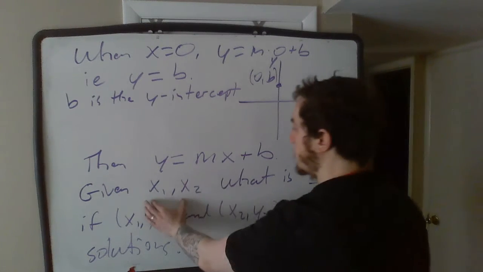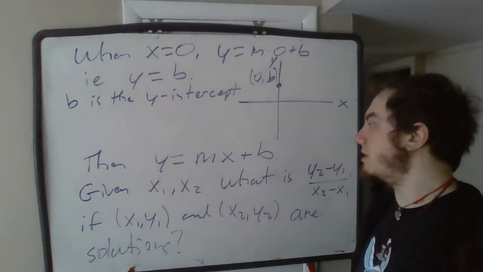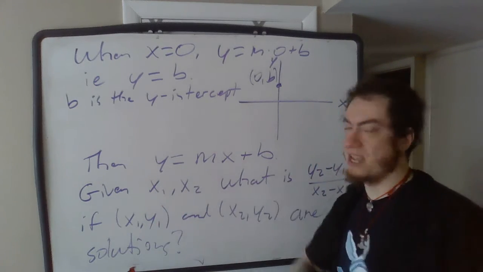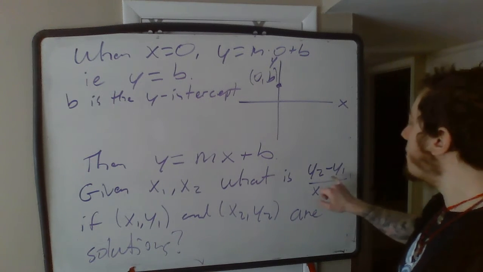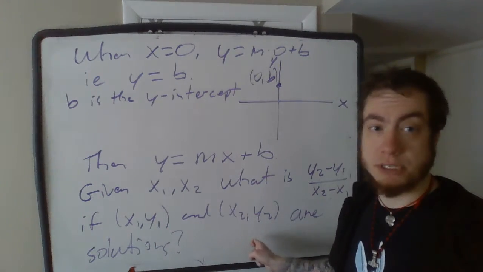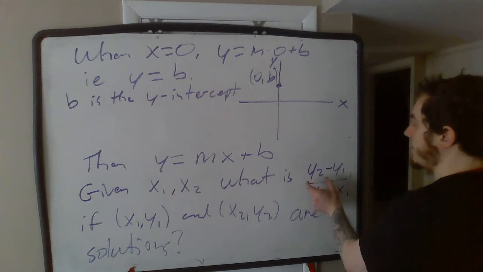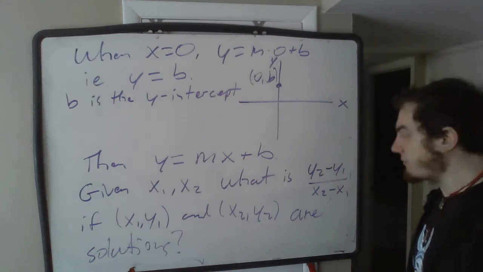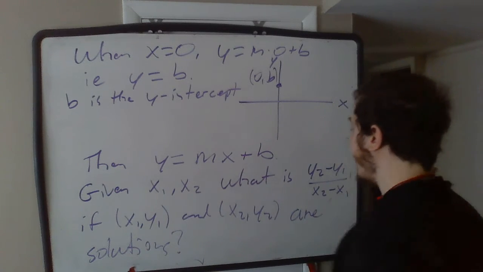So I'm going to pick two values for x, x1 and x2. And I'm just going to name them x1 and x2 because that way we remember that these are values for x and it's the first value and the second value that we care about. And then I want to know if y1 and y2 are the corresponding values for y that are going to give me solutions to this y equals mx plus b equation, then what is this difference in the y values divided by the difference in the x values? And we're going to look at what that comes out to be.